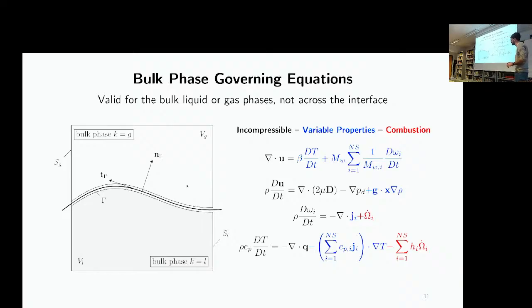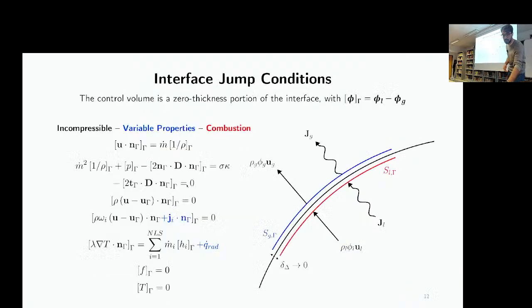These equations are valid just in the bulk phase, in bulk liquid and in the bulk gas phase, but not across the interface. Across the interface, we have to integrate the mass and momentum balances in order to obtain a set of jump conditions, so essentially a set of gas-liquid interface boundary conditions, which connect the two phases. In particular, you can see that we have a velocity jump, which is a function of the vaporization rate m dot, and the density contrast between the liquid and the gas phase. This is typical of a phase change simulation, of course.